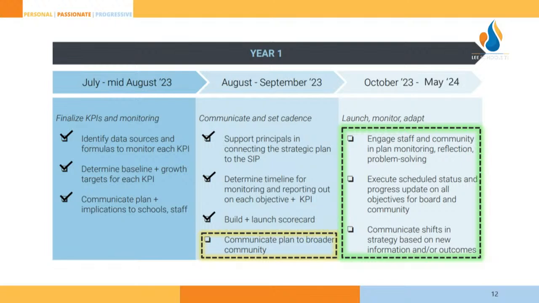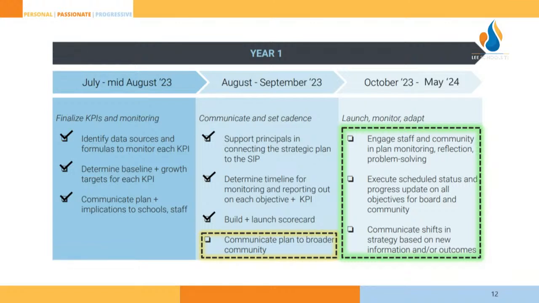Because even after the launch occurs today, which you see at the top right, launch, monitor, adapt, that monitor and adapt, those are the living, breathing elements of the plan that really do continue. And so the one piece that is in yellow there in the middle, communicating the plan to the broader community, that's the communications work that is already underway.